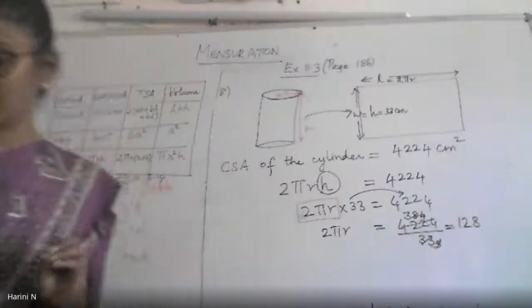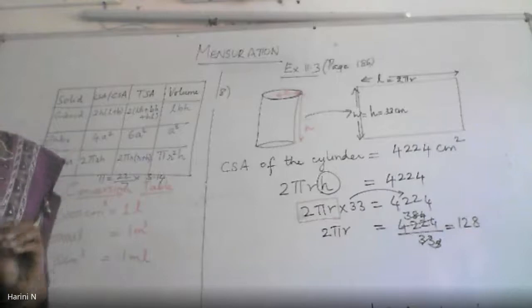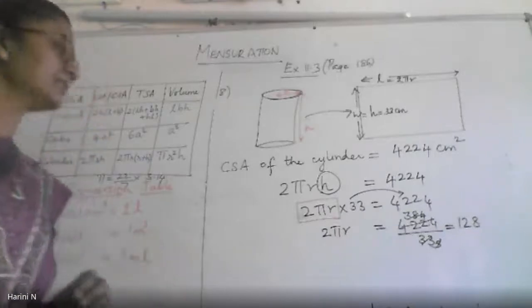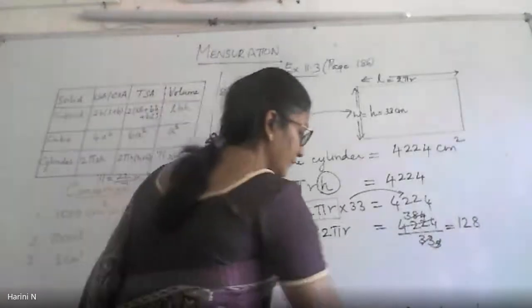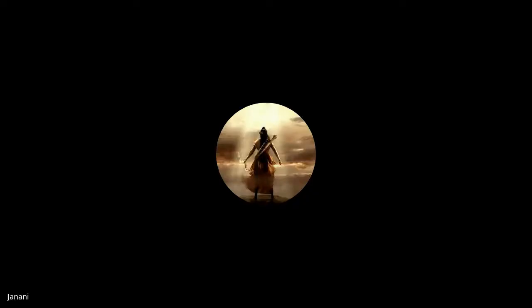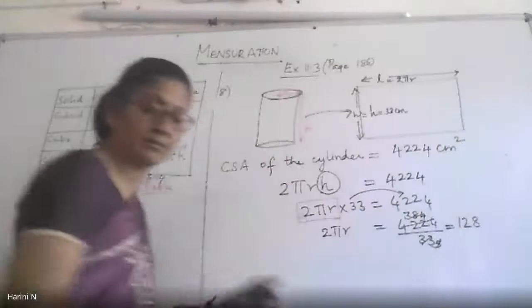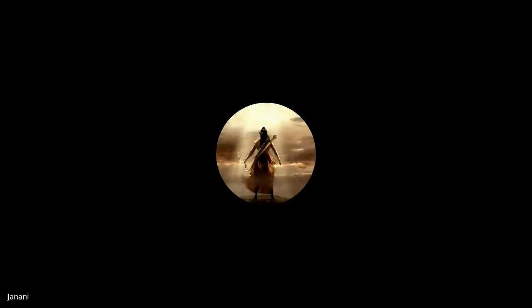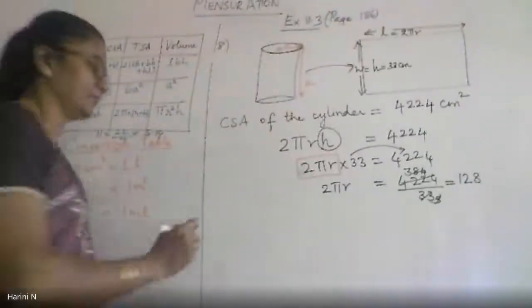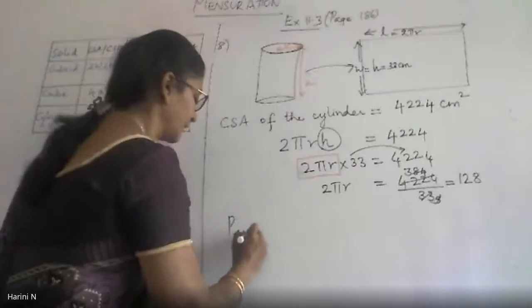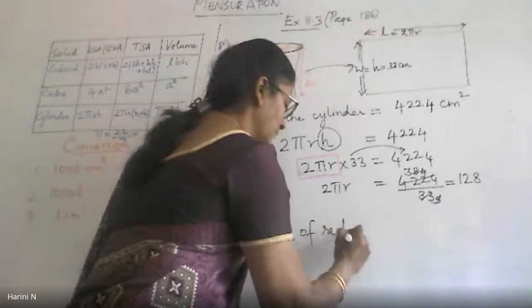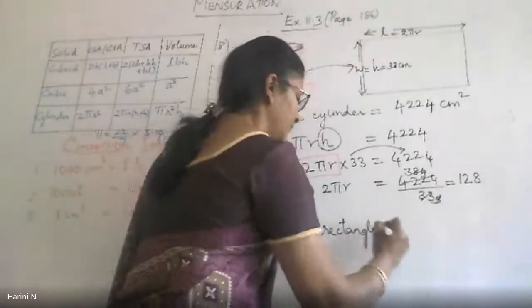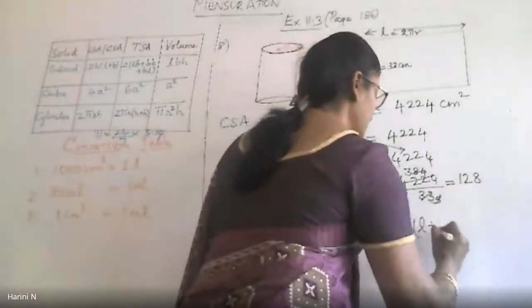What is asked in the problem? What is the perimeter of the rectangular sheet? What is the perimeter of a rectangle? Can you recall that formula? How do you find the perimeter of a rectangle? Yes, 2 times L plus B. So perimeter of the rectangle equals 2 times L plus B.